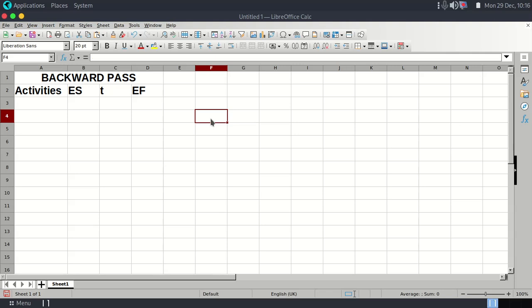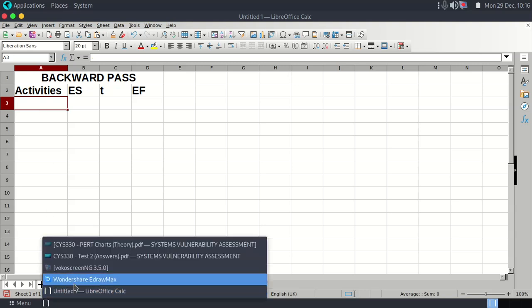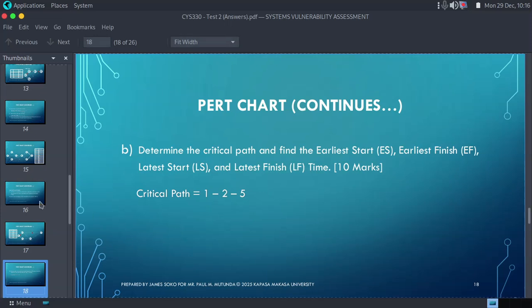Okay, now in a backward pass, let's start with the activities that we have from the question. So I'll go back to the question, the one which had the data. So where is the question?